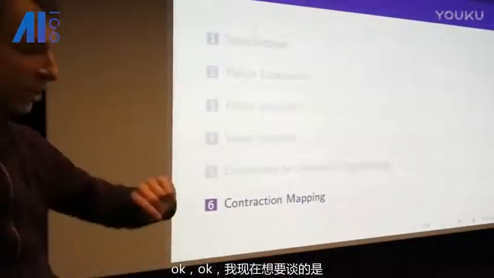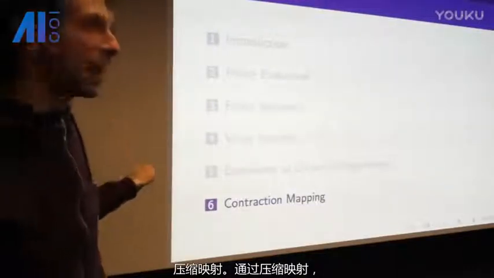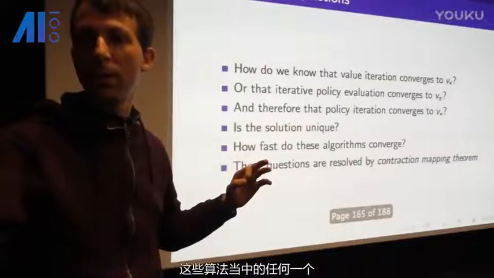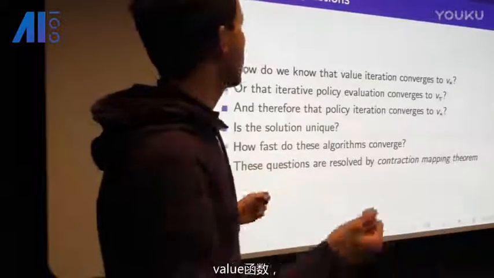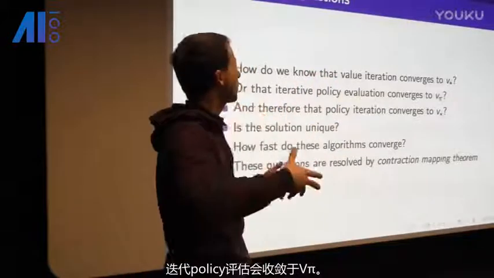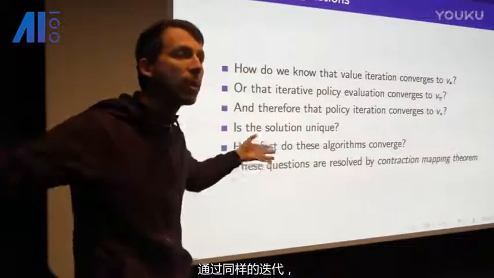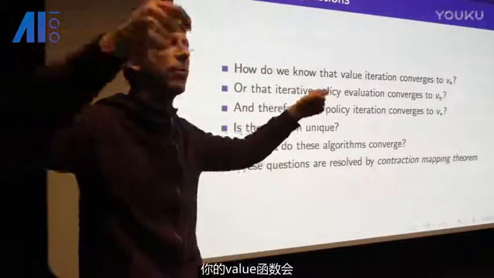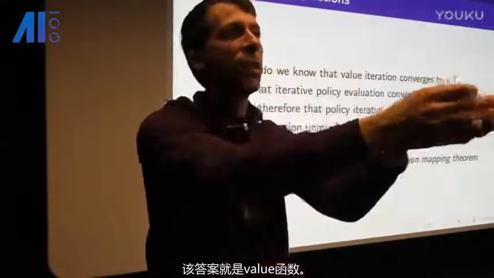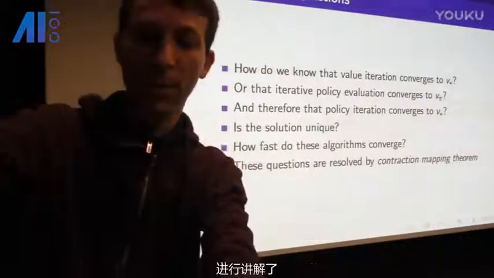I just want to point out that contraction mapping is in the lecture notes. It shows you that if you start with any one of these algorithms, value iteration converges to V star, iterative policy evaluation converges to V pi, and policy iteration converges to V star. All of these work by the same iterations: they bring your value functions closer and closer together until you find one unique solution, which is the value function in that case. So that's just in the lecture notes. I'm sorry we didn't have time to go through it fully.